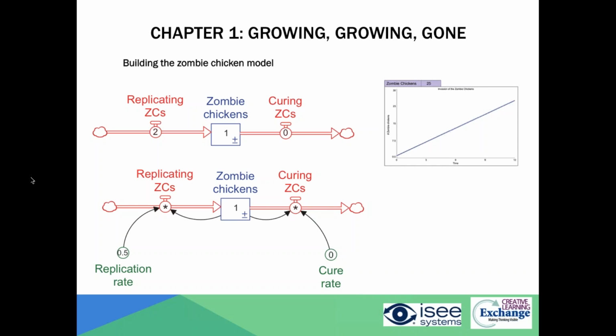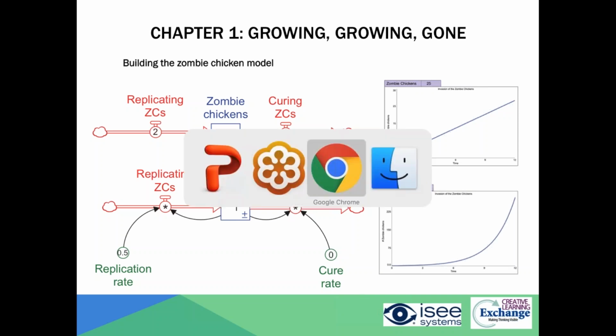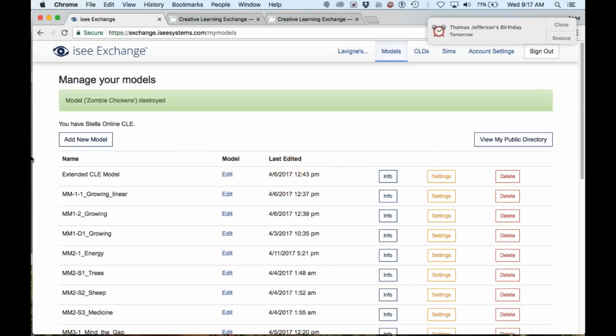So really just a basic population model here of zombie chickens, and you could think of them as being born and dying, but we've of course shifted that a little bit in terms of how the zombie chickens reproduce. Then they'll build this model and they'll see this graph in the book and they want to match that behavior. So now they can start to see we're getting an exponential growth curve. So with that in mind, I'm going to shift over here to Stella Online.